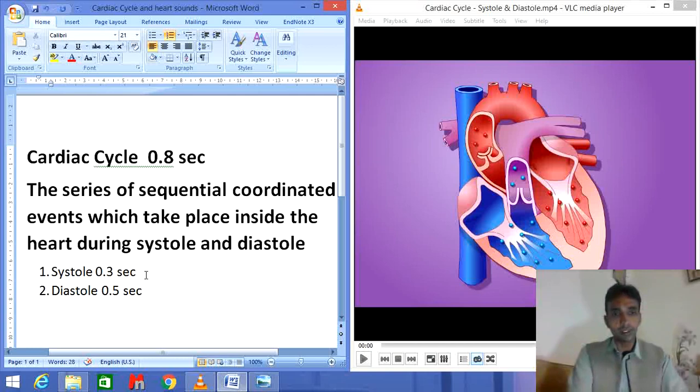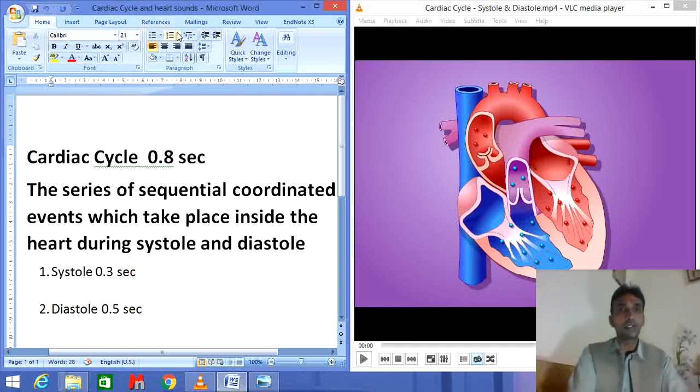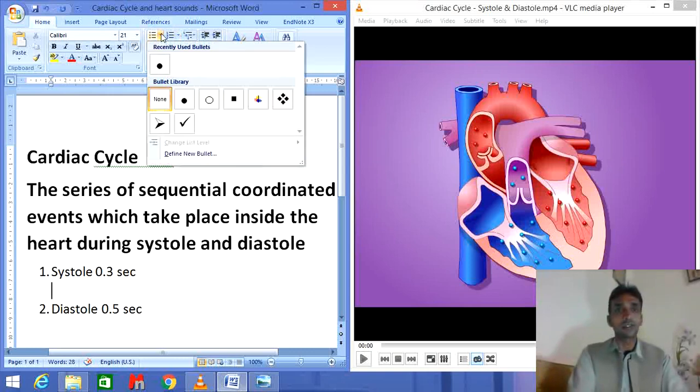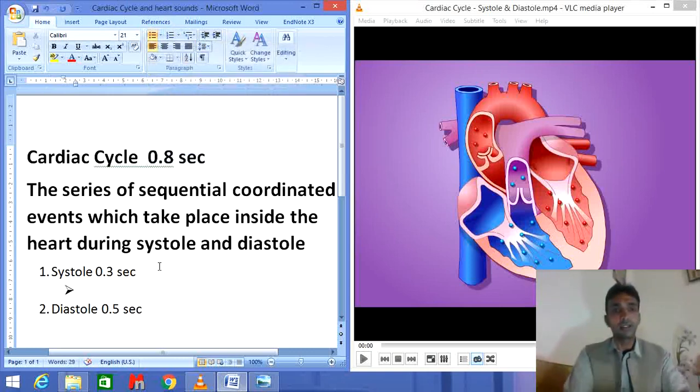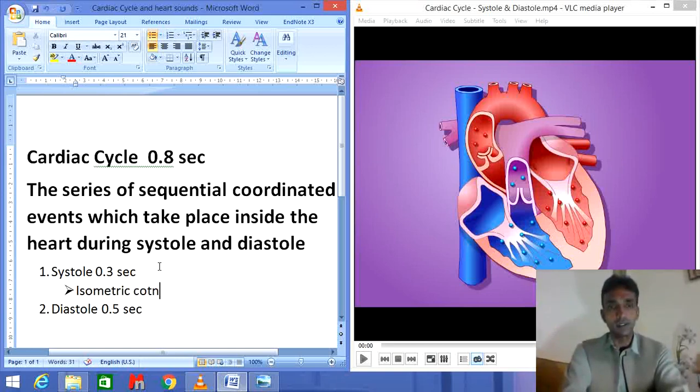Now coming toward the systole. The systole consists of two main steps. One is the isometric contraction. The second one is ejection period.